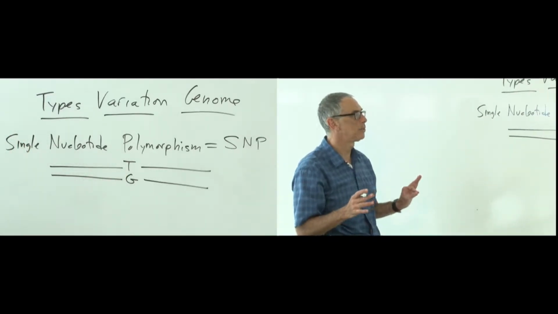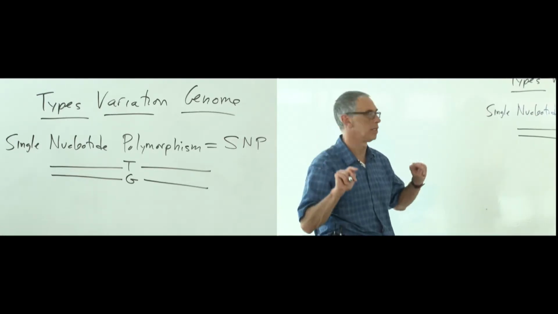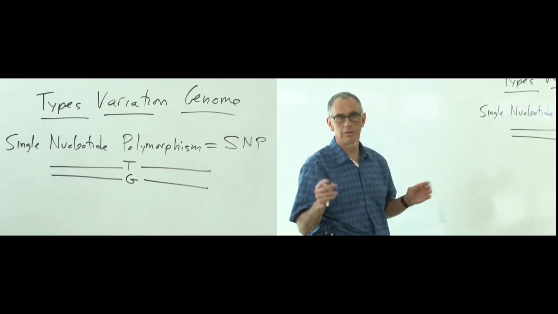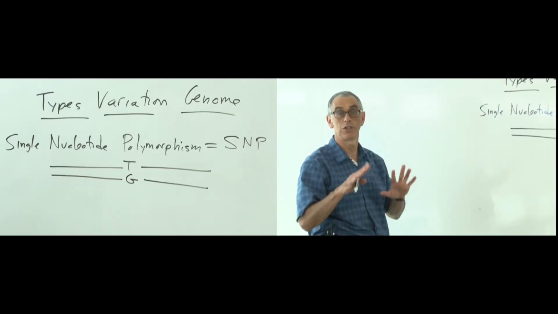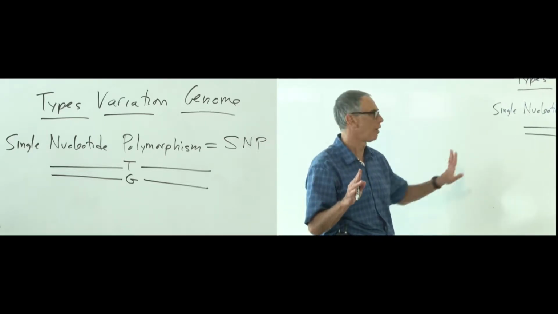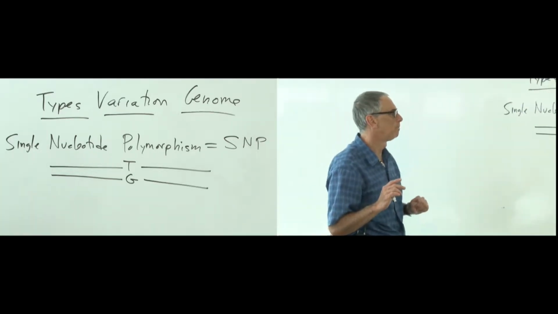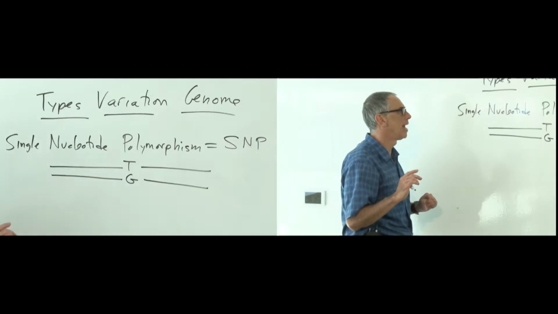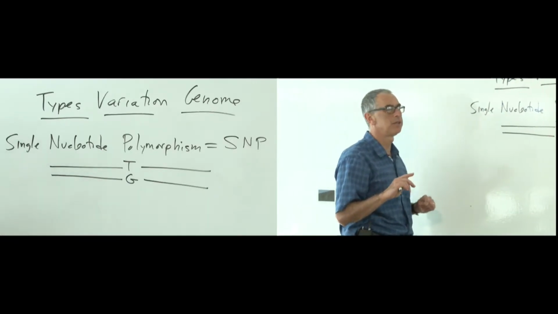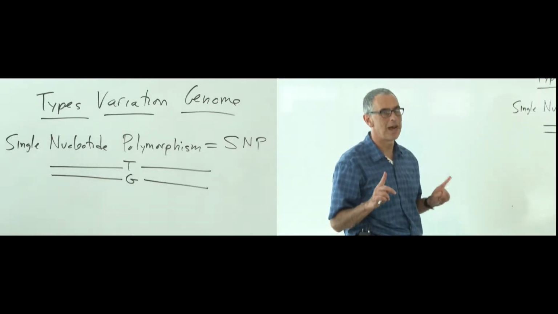And most SNPs are biallelic, two choices, T or G. In other discussions, I've talked about the rare triallelic SNP, but it's very rare. Most SNPs are biallelic. Now, we call them polymorphisms because they are not new and they are not rare.